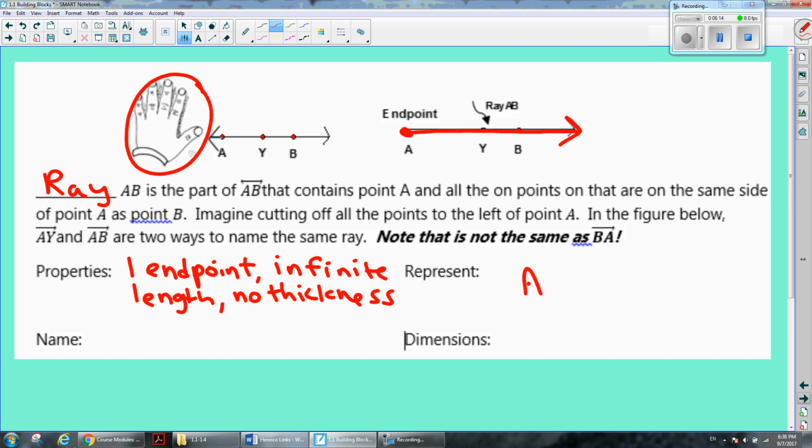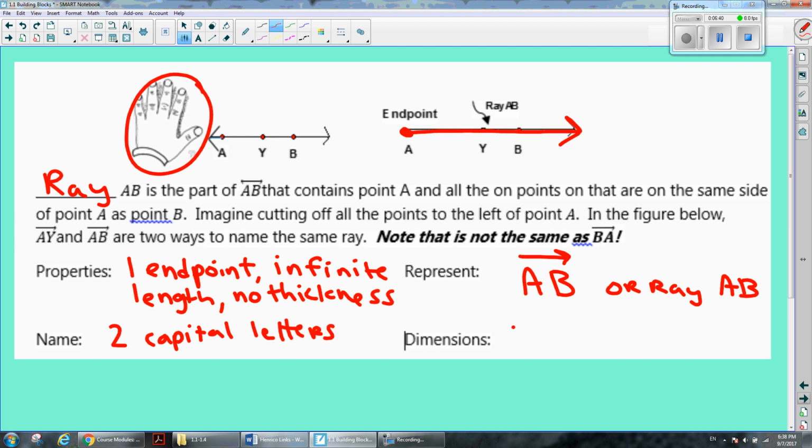We use two capital letters, just like naming a line, and the symbol has just one side with an arrow. That arrow always points to the right. If you don't want to use the symbols, you could say ray AB. So we use two capital letters, just like we did with the line. And the dimensions, it just has one dimension. It has length.